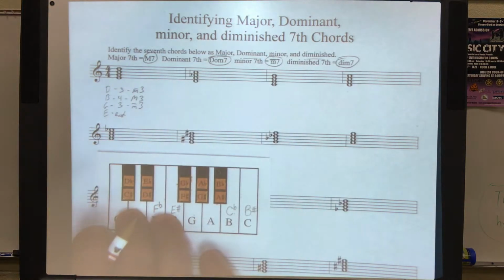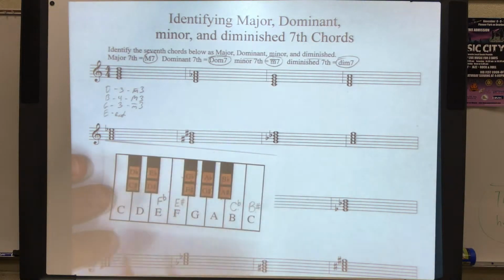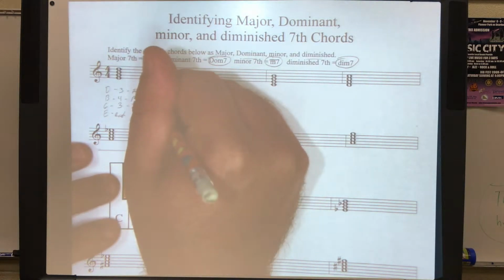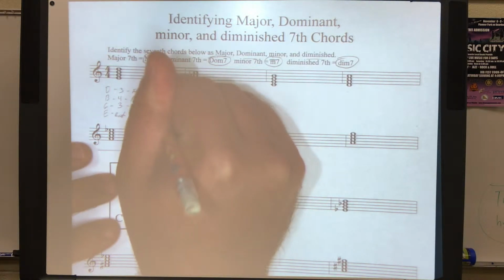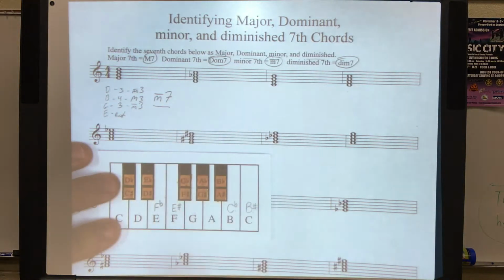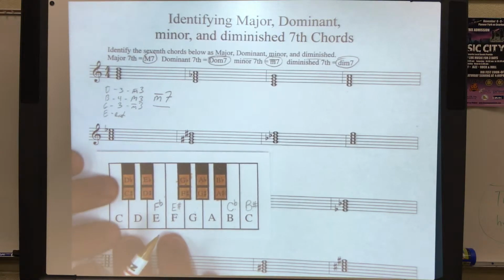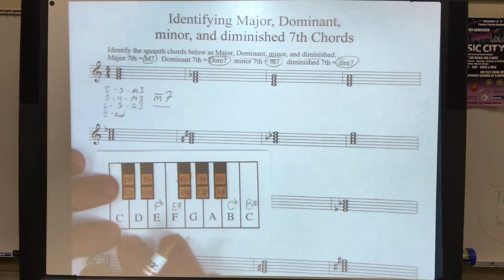Now if we refer to our building seventh chords chart, we know that any chord that starts with the root, goes up a minor third, a major third, and then a minor third is a minor seventh chord. Go ahead and write that over here. Minor 7, and you'll want to underline that. That's what this chord is, and that's the process we're going to be repeating.